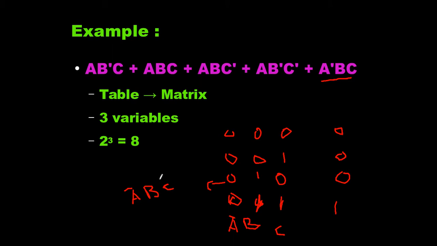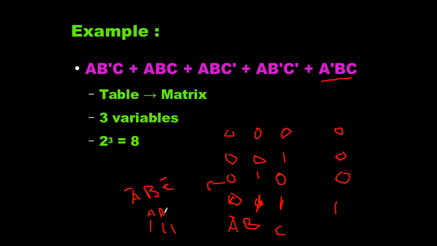So what else do I have? So what about, why do I have all those? What's 111? It's A, B, and C. It's gonna be this one. So I'll put here 1 for A, B, C.